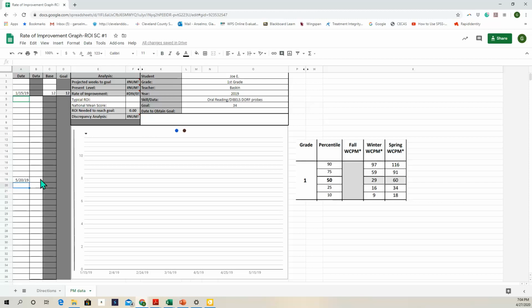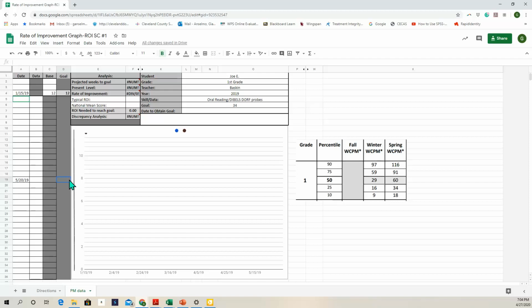And then, okay, so instead of putting anything in the data here, this is the only time we're going to put anything in a gray column, and that's our end goal. Our end goal for Joe was to reach the 25th percentile by the end of the year.